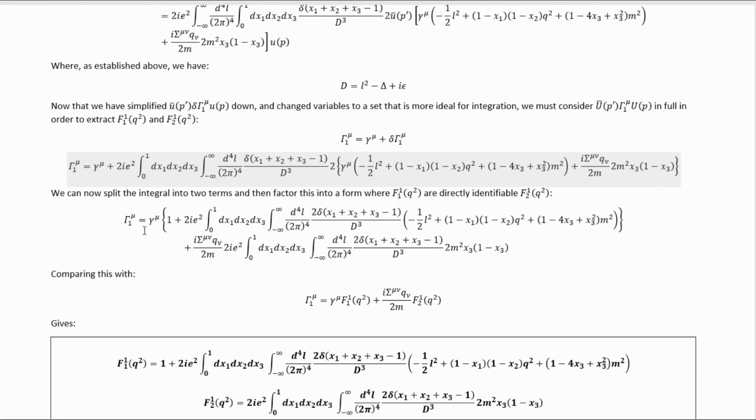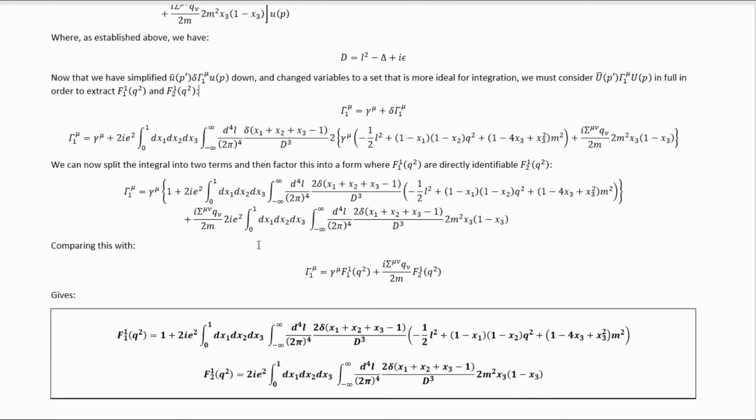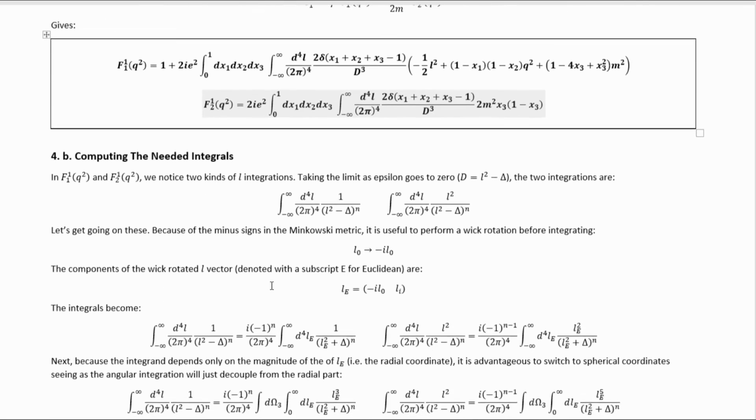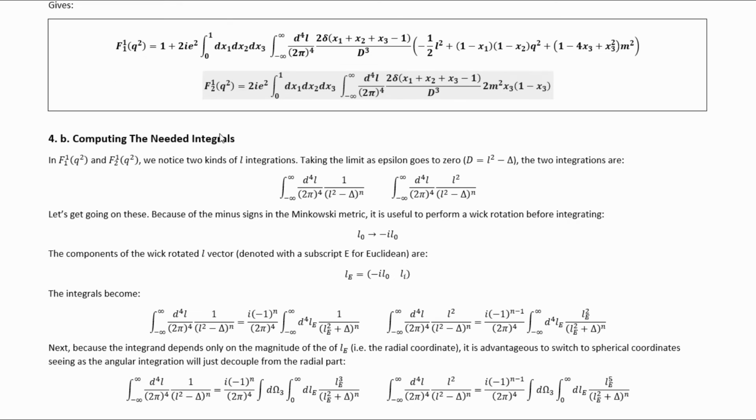We can break this quantity into two different terms that are written here, in order to pull out the coefficients of gamma mu and then this factor here. The reason why that's useful is because those coefficients are f11 of q squared and f12 of q squared, which are just these. So we finally identified those. Now that we've identified these two quantities, we can start working out the L integration.